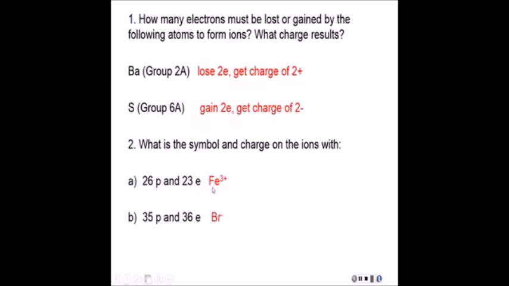And the next one would be Br- or bromide. 35 protons gives us the symbol Br. We have 1 more electron than protons, so it's going to give us a -1 charge.